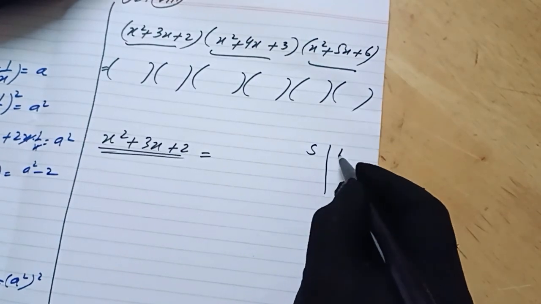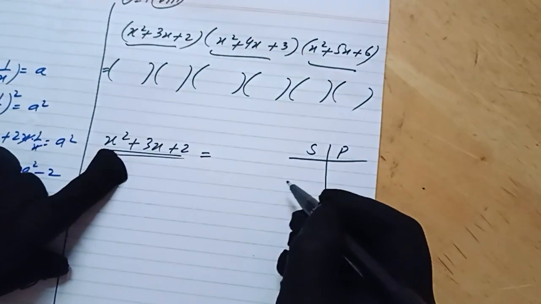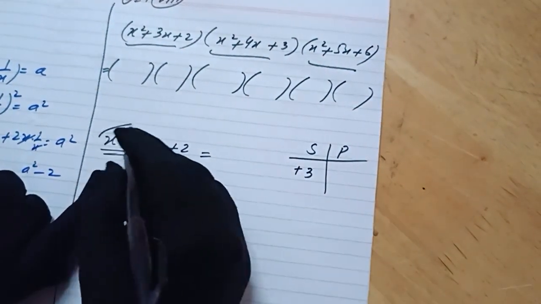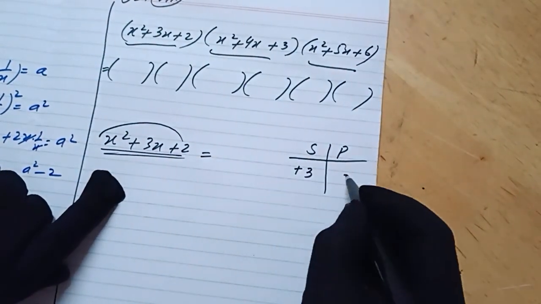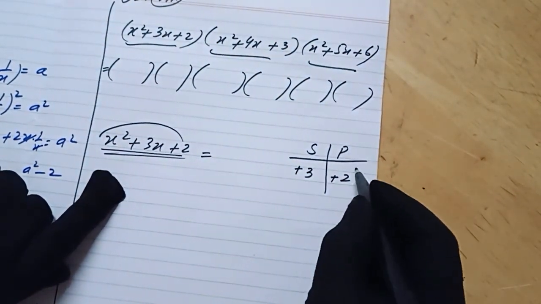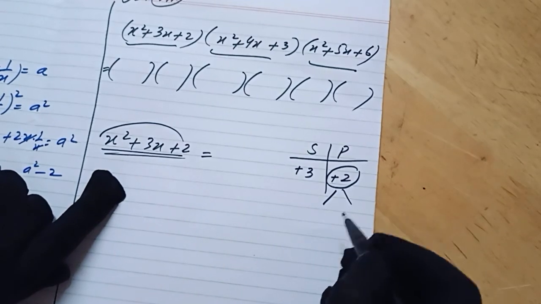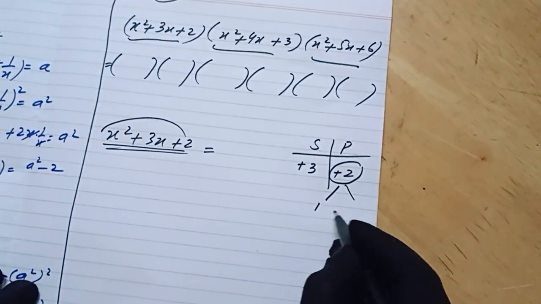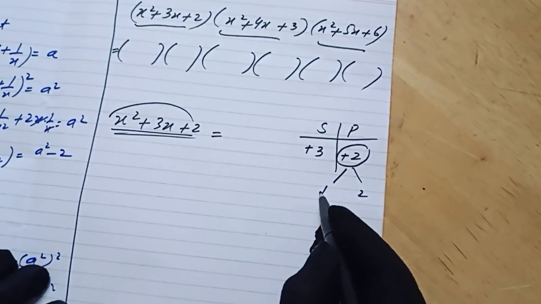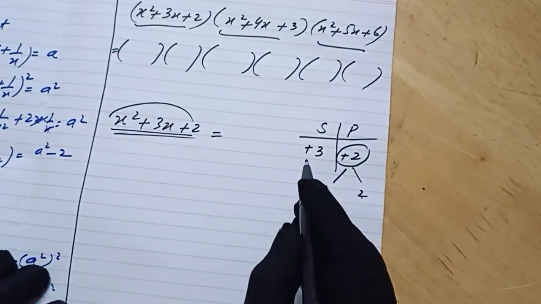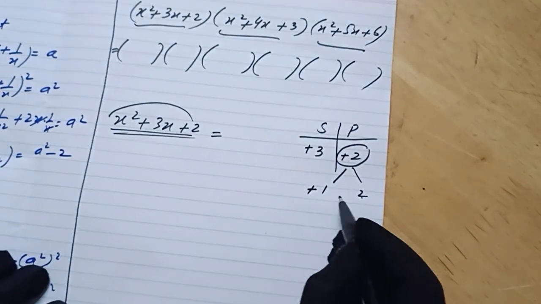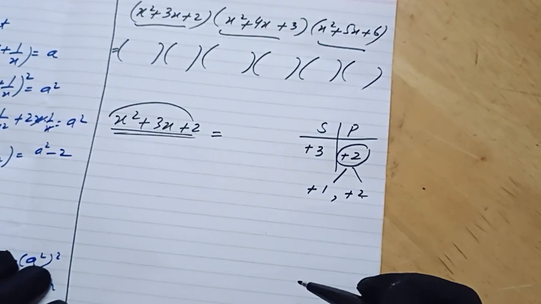Sum and product. Sum is plus 3. Product is the product of the first and last term: 1 twos are 2, and the sign is plus. You need to factorize the product. 1 twos are 2. So these two numbers on addition give this. It means the same sign will be placed here.